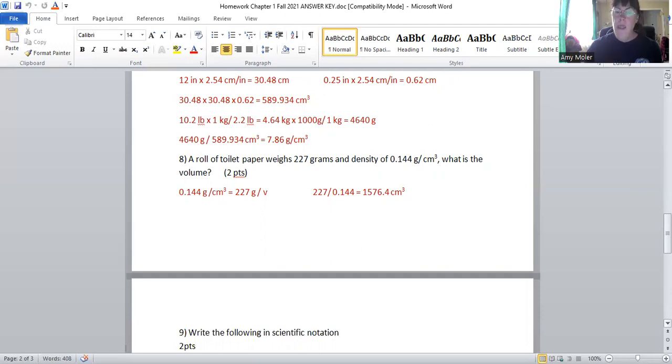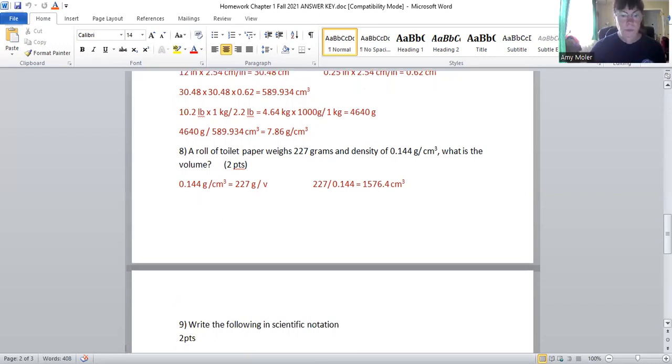I put in my D and I put in my mass. I don't know what my volume is. I can do the little algebraic flip-flop and have 227 divided by 0.144. And that will give me 1,576.4 cubic centimeters. Nice big chunky roll of toilet paper.